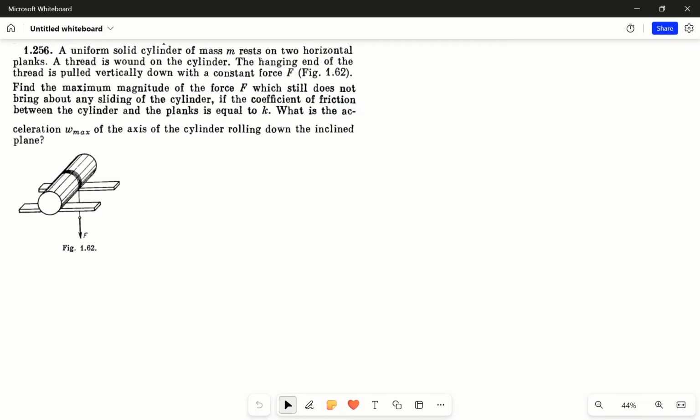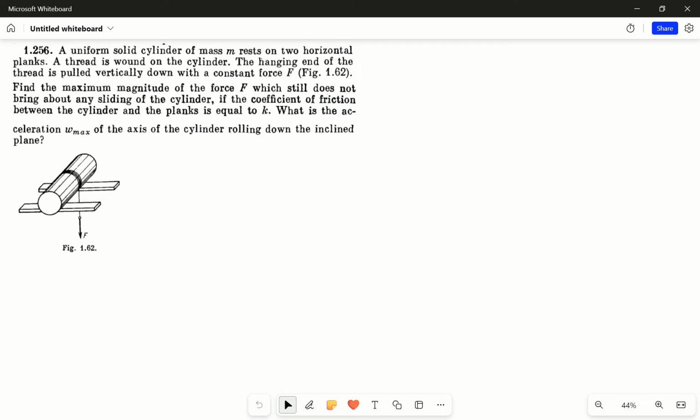Usually what happens is we assume that the friction is sufficient enough to avoid any kind of sliding. But in this case we are given that the friction might not be sufficient, and at some point the cylinder will start sliding. So we have to find what would be that point at which the cylinder starts sliding, and we have to find the maximum force such that the cylinder does not slide, right? So let's begin with the question.